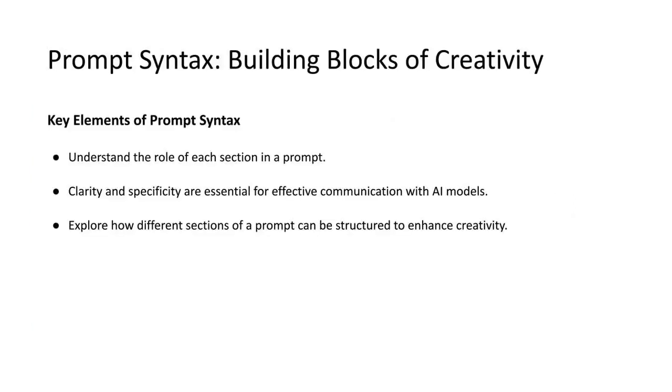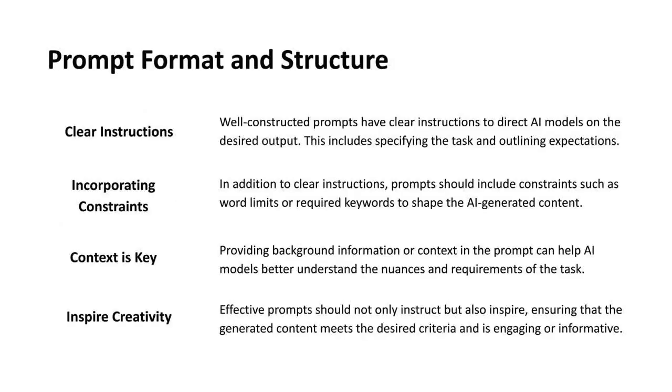We also need to know how to phrase and structure them well. We will be exploring the effect of each section and understand how they can be structured. The first step to writing an effective prompt is to provide clear instructions. What do you want the generative AI to do? Be specific and avoid ambiguity. For example, instead of saying write something creative, you could say write a poem about a robot who falls in love with a human.